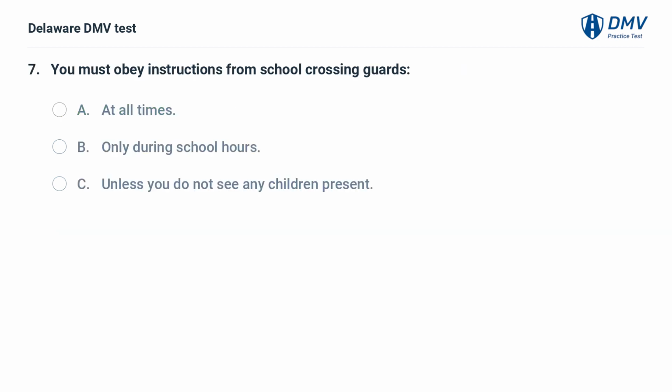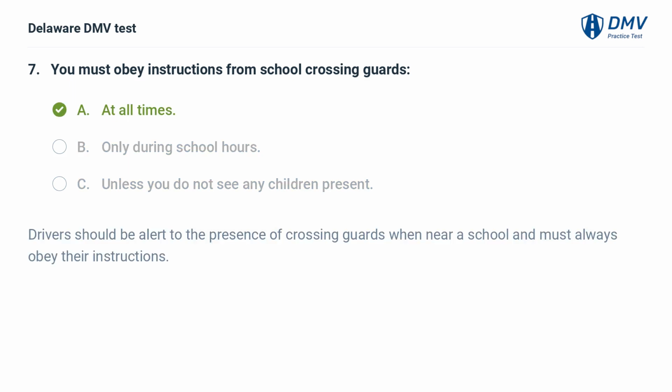You must obey instructions from school crossing guards. A. At all times. B. Only during school hours. C. Unless you do not see any children present. A. At all times. Drivers should be alert to the presence of crossing guards when near a school and must always obey their instructions.